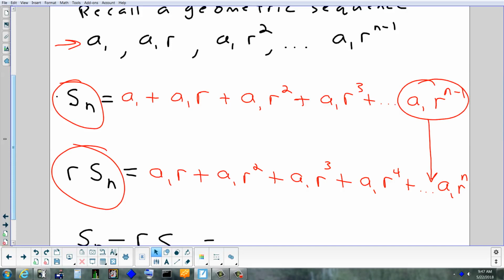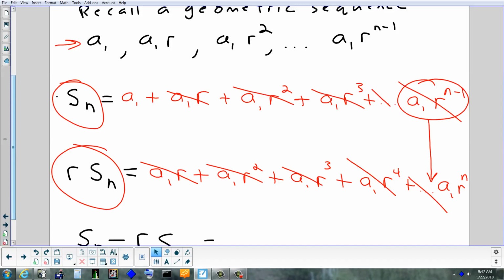But let's look at the second one. A sub 1 r, does that appear in the one below? Then when we subtract, they would cancel. How about a sub 1 r squared? When we subtract, they would cancel. A sub 1 r cubed? Yep. A sub 1 r to the fourth? Yep. That would be in the dot, dot, dot somewhere. How about a sub 1 r to the n minus 1? Is that in the last one? Yeah, that would be in the dot, dot, dot down here.